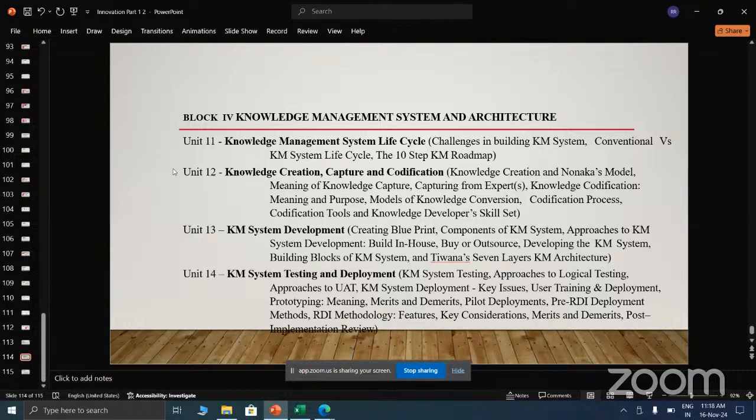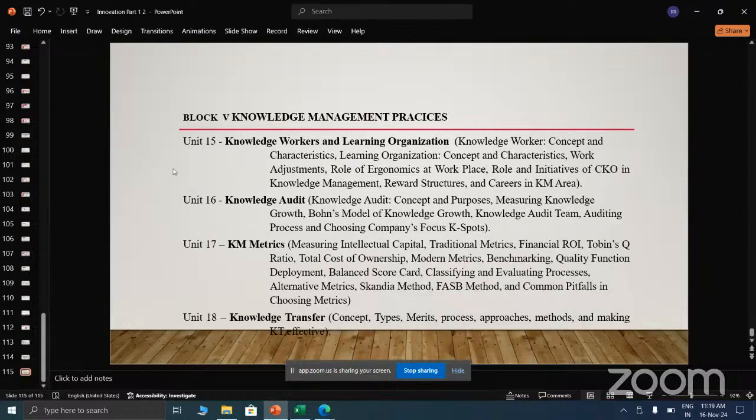This will cover block 4. Let's look at block 5, the last block, wherein we will discuss knowledge workers and learning organizations. Okay, the concept and characteristics of a knowledge worker, and in learning organizations we will discuss concepts, characteristics, work adjustments, and the role of ergonomics at the workplace. We will also discuss the initiatives of the CKO in knowledge management, reward structures, and different careers in the knowledge management area.